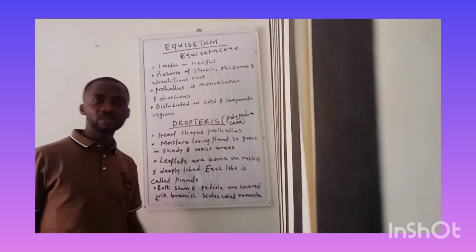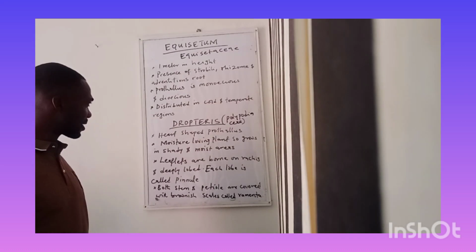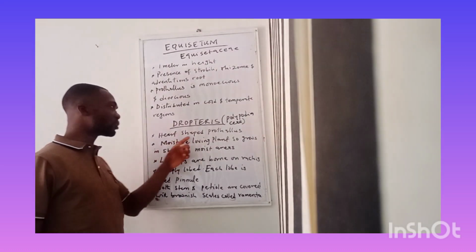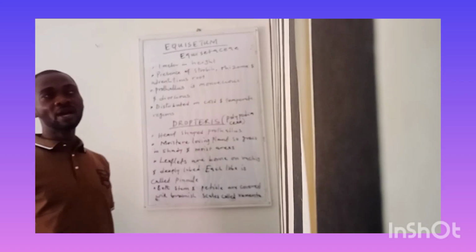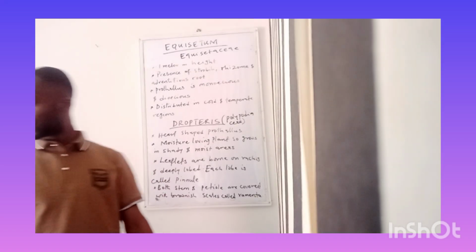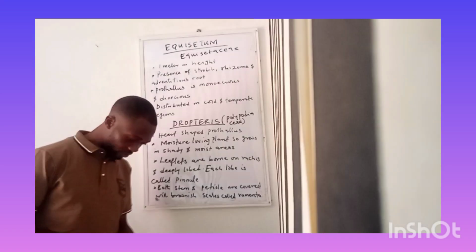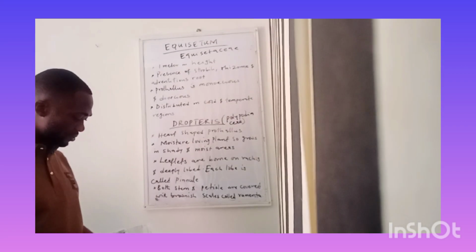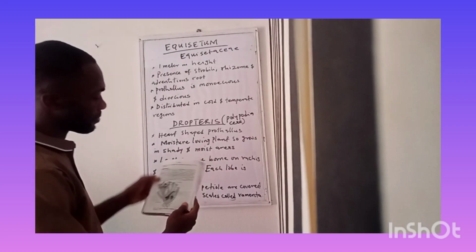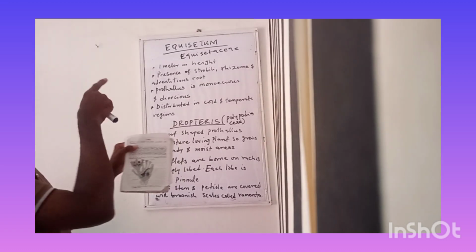The first characteristic of members of Dryopteris is the fact that they have a heart-shaped Prothallus. Okay, let me quickly point out, I'll still go back to Equisetum. We'll still be going back and forth. This is the Prothallus of the Equisetum.